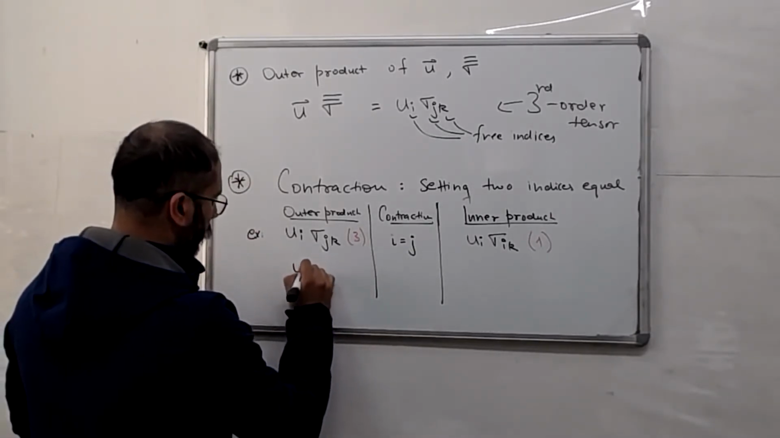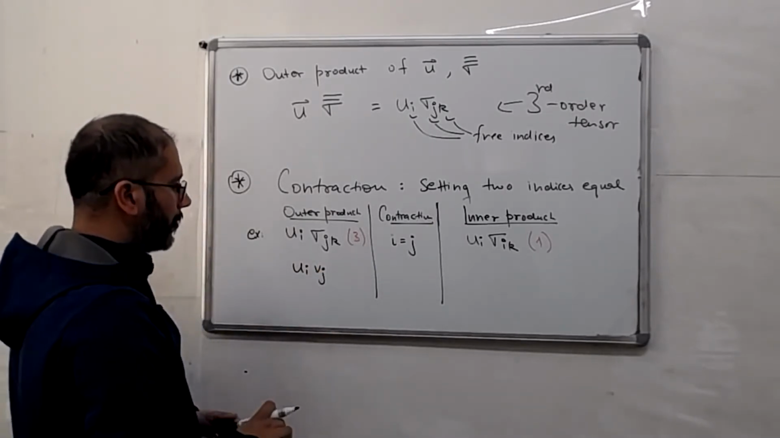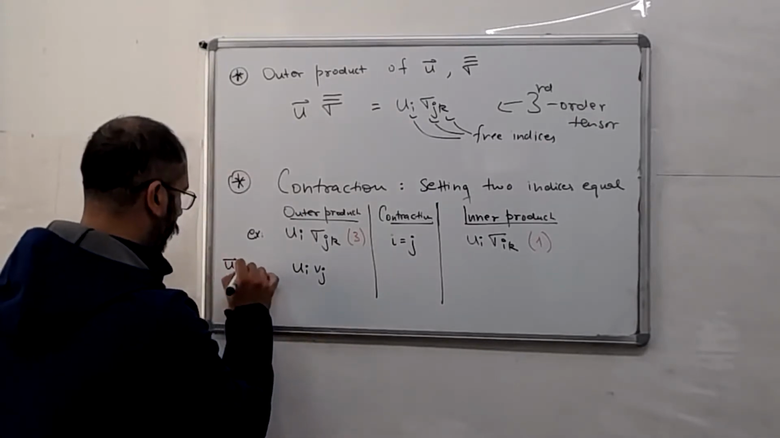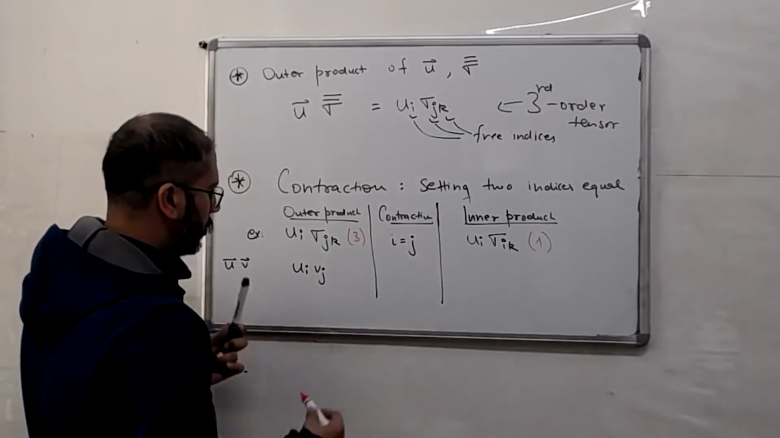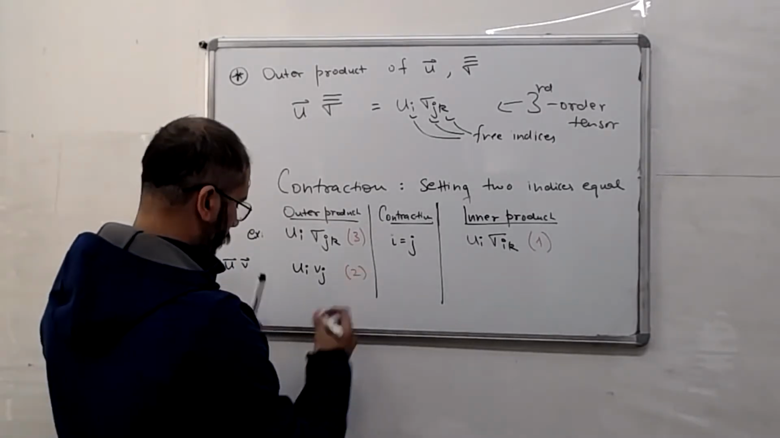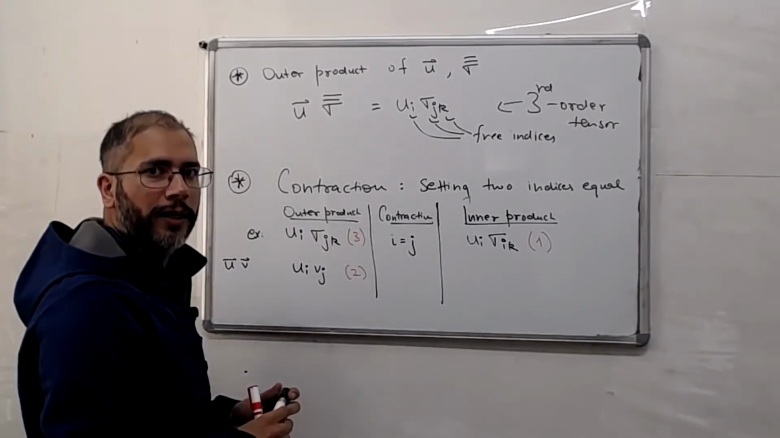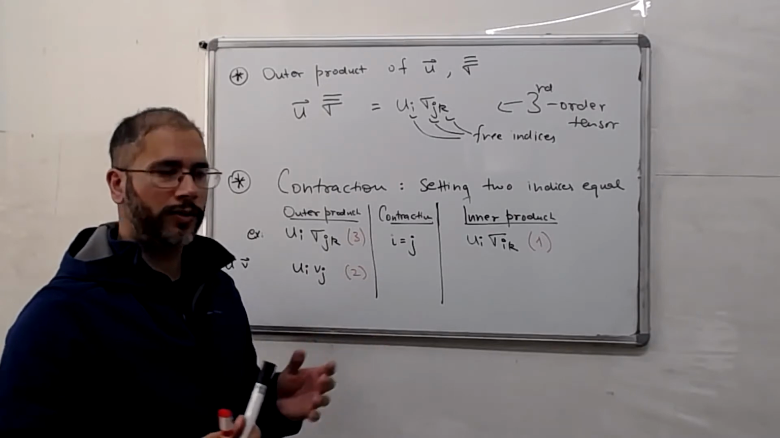Let's take an example ui vj. So that's an outer product of u and v, the way we used to write this as u v. Okay. So this outer product has an order of 2 because you have 2 free indices i and j here. So you get a total of 9 terms here if you take the index i from 1 to 3 and j from 1 to 3.